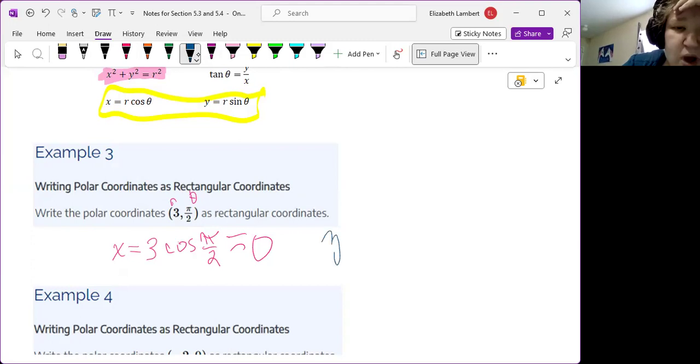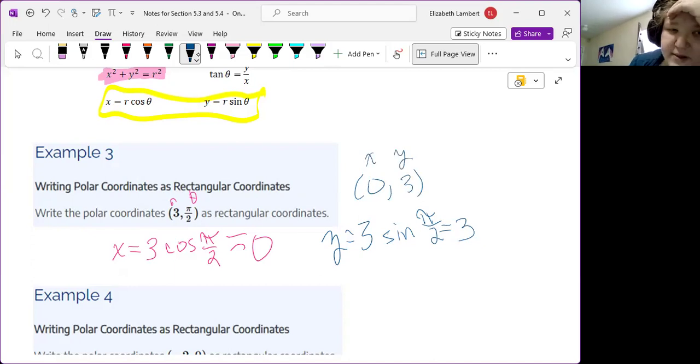And the y is 3 sine pi over 2. Sine of pi over 2 is 1. So the polar point 3, pi over 2 is the same as the rectangular point 0, 3. Now, if we think about pi over 2, that's our vertical up line, and then we count up 3. Our x and y tick marks are the same as our radius tick marks.